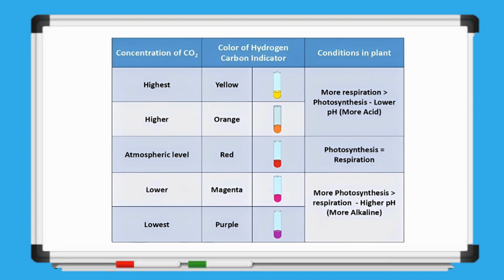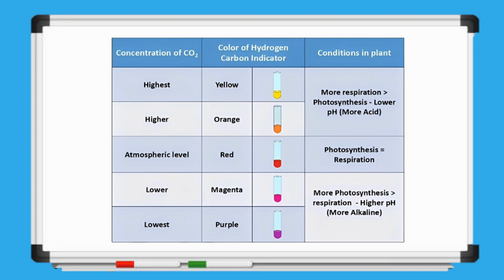Next, when the carbon dioxide level is still high but not at its peak, the indicator shows an orange color. In this case, respiration is still greater than photosynthesis, but not by as much. At the middle point, when the carbon dioxide concentration is about the same as it is in the atmosphere, the indicator appears red. This tells us that photosynthesis and respiration are happening at roughly equal rates. The carbon dioxide being used by photosynthesis is balanced by the amount being released through respiration.